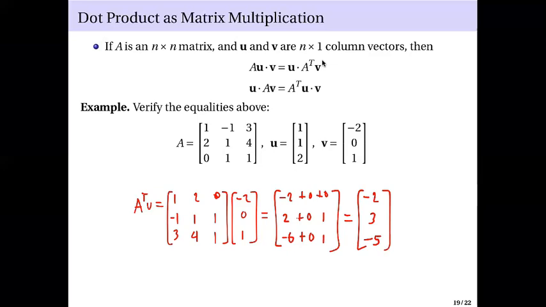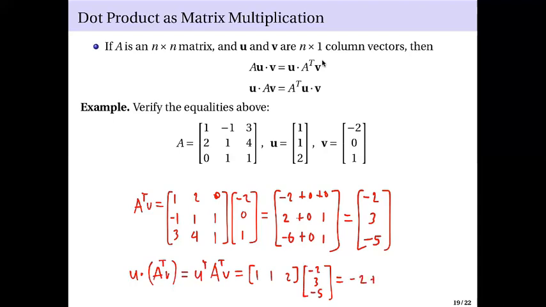And lastly, we have u dot A transpose v, which is equal to u transpose times A transpose v. u transpose is 1, 1, 2, and A transpose v was negative 2, 3, negative 5. I hope we have the correct arithmetic. This is negative 2 plus 3 minus 10. Indeed, we get negative 9, the same as the previous result.